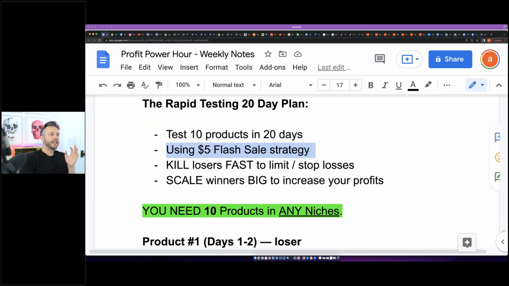Now, we said, let's try to do $5 products, so really cheap products that are easy to sell. It doesn't have to be $5 products though. It could be 10, 15, 20. The strategy works for any amount. It's just easier to sell cheap stuff than it is expensive stuff. Would you agree? Yes? Yeah? Okay. Then kill our losers fast and scale our winners even faster.